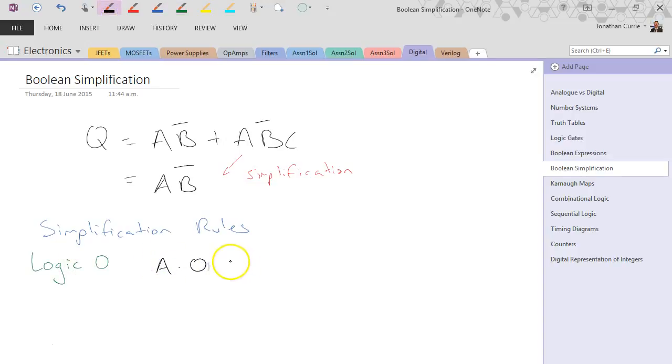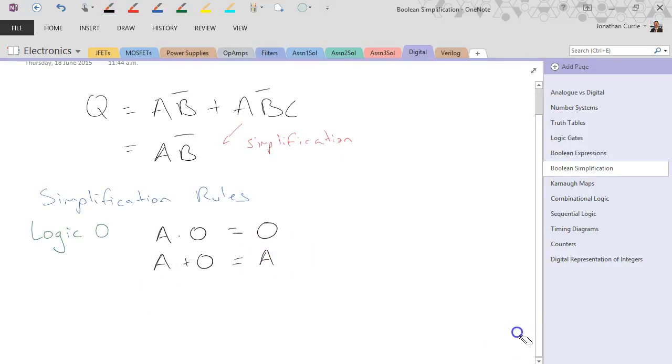A AND 0 equals 0, always. It doesn't matter what A is, if the other input is 0, then the output has to be 0 as well. A OR 0 is always equal to A. Right? If A is 1, then it's going to be 1 here. If A is 0, it's going to be 0 here. So you can see how it moves itself across.